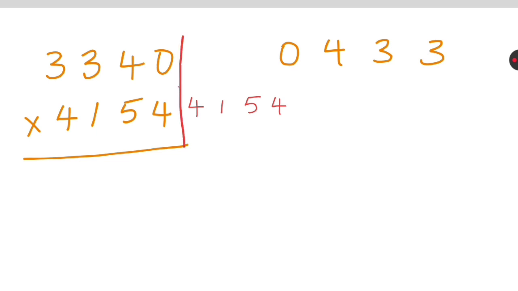Then what you have to do? You have to slide to the right. These digits are vertically aligned, so those digits you have to multiply. 0 times 4 is 0 only. So just write 0 in your units place.